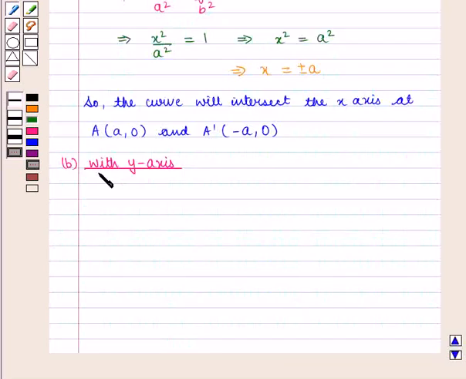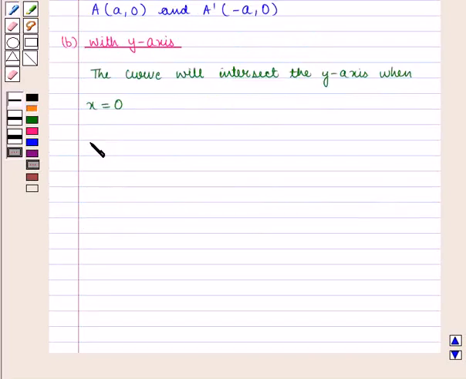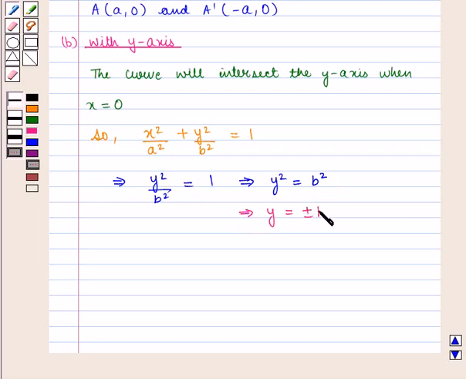Now we'll see the intersection of the curve with y-axis. The curve will intersect the y-axis when x is equal to 0. So let us put x is equal to 0 in the equation x square by a square plus y square by b square is equal to 1. Therefore we get y square by b square is equal to 1, which implies that y square is equal to b square, which further implies that y is equal to plus minus of b.